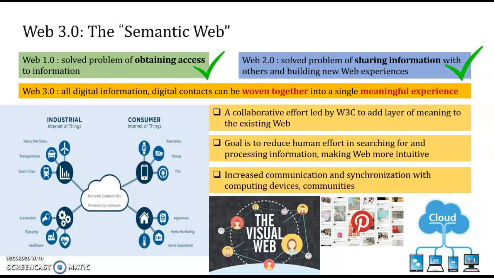In Web 3.0 also dia ada cloud, dia dah ada visual web, contohnya macam Pinterest, you dah put everything in the something yang you letak semua sekali. Goal dia adalah to reduce human effort in searching. Maknanya nak menyenangkan kita. Itu Web 3.0. And increase communication and synchronize with computing devices and community. We understand what people need. So this is what we call as the 3.0, the semantic.